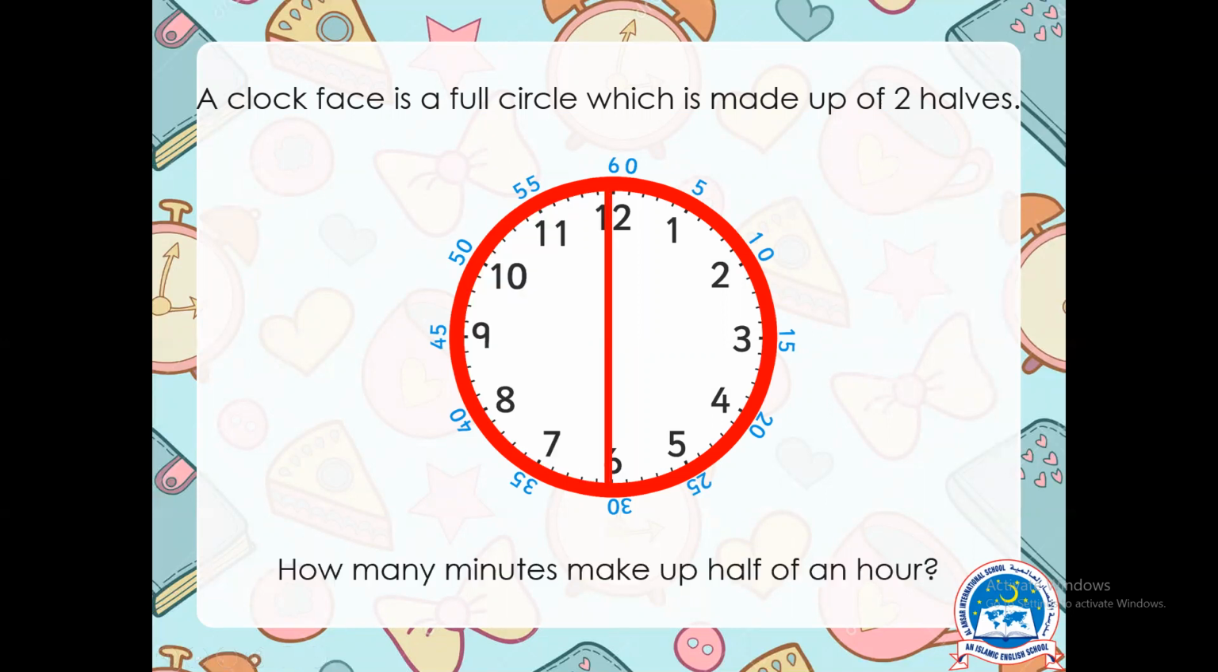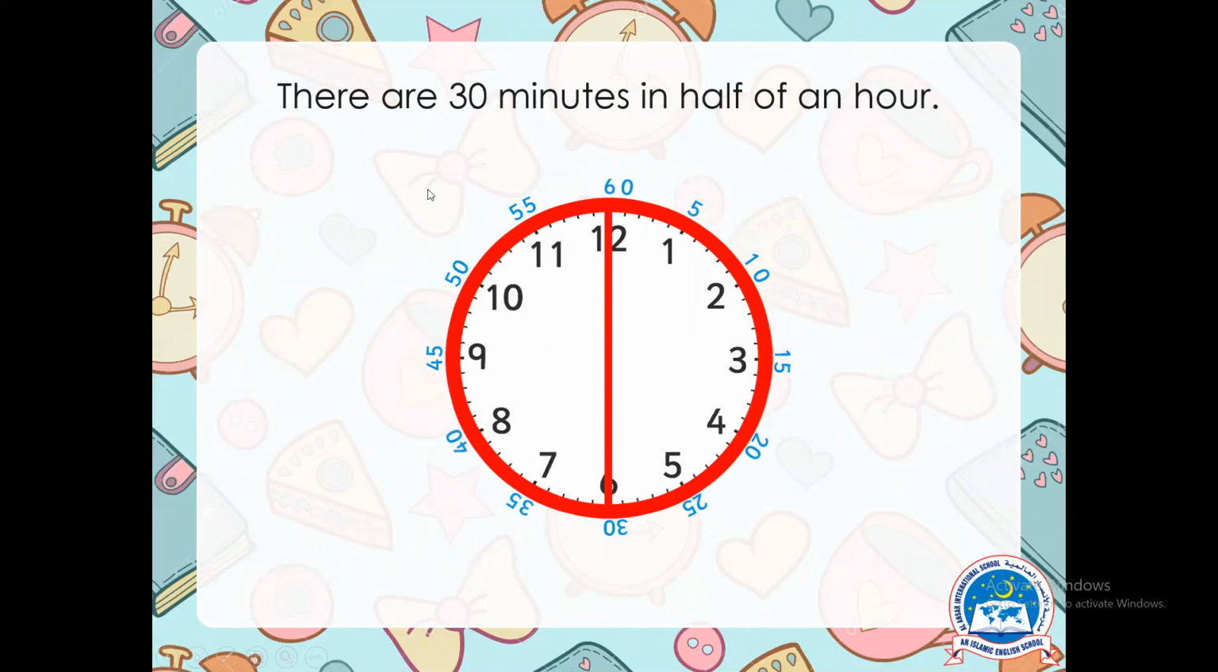Now, I want you to think how many minutes make up half of an hour. Think, try to remember. How many minutes make up half of an hour? Excellent, 30 minutes, well done. Now there are 30 minutes in half an hour. Here, 30 minutes in the first half and 30 minutes in the second half here. So in an hour, we have 60 minutes, right?